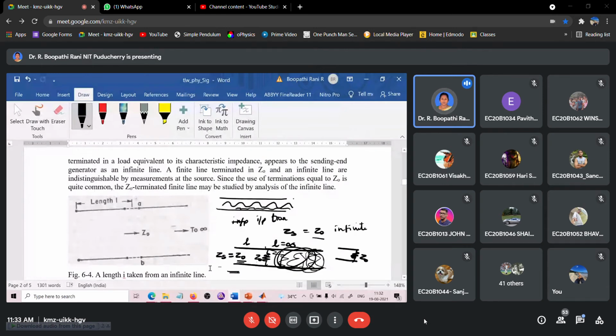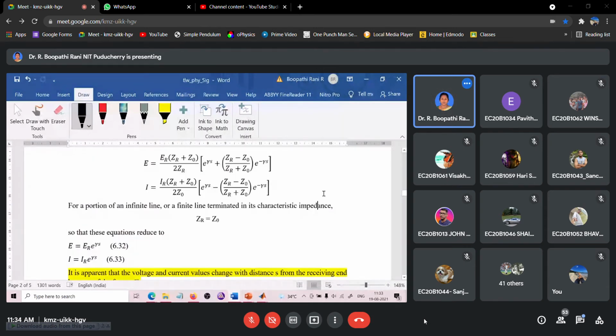It will be cancelled, isn't it? Zeta equal to Z naught. Then zeta equal to Z naught. So zeta plus Z naught, Z naught. So 2 Z naught, 2 Z naught cancel. So we get E equal to ER e power us, I equal to IR e power us. See, we derived the general solution for a transmission line. This is one expression. You remember?